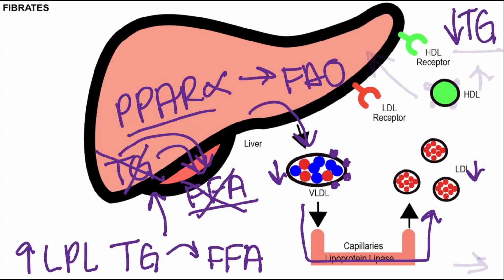PPAR-alpha also increases the transcription of apoproteins that decorate HDL particles. So this increases the reverse transport of cholesterol out of the circulation and back to the liver for excretion. Therefore, fibrates generally increase HDL levels. And again, they are very effective at lowering triglycerides. However, their effect on LDL seems to be more variable and dependent on a number of factors, which is why they're generally used when triglycerides are a concern. So moving to the next slide for our very last agent.